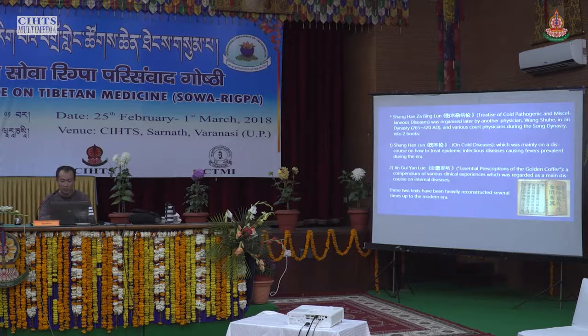So the first book is called Shang Han Lun. This was mainly a discourse on how to treat epidemic infectious diseases with fever that were common in that era. And the other one, the second one, is called Jin Gui Yao Lue. Basically, it's a clinical experience with regards to internal diseases. So there are two sections in this book. Yeah, and we are still studying all these books, and we are using the formulas in modern society.